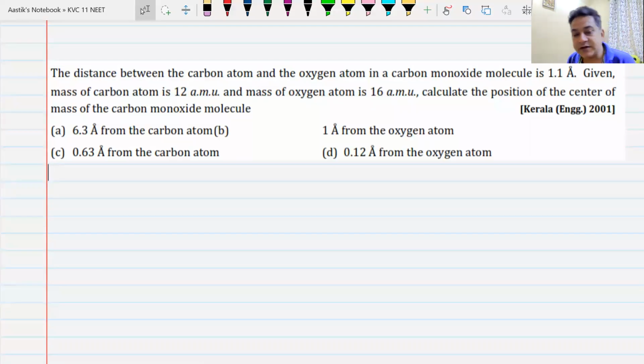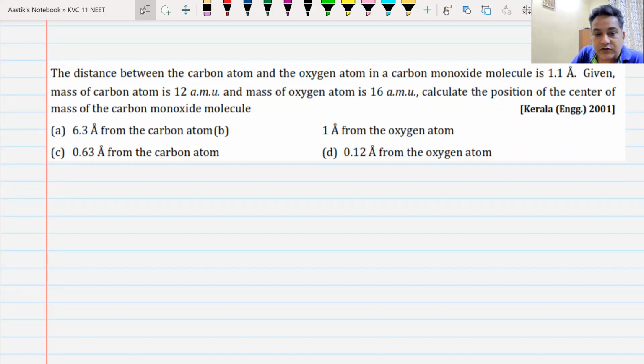The distance between carbon and oxygen in carbon monoxide is 1.1 Armstrong unit. Mass of carbon is 12 mu, mass of oxygen is 16 mu. Calculate the position of center of mass of the carbon monoxide molecule. This question has come many times. I will give you 2 minutes to give me the answer.